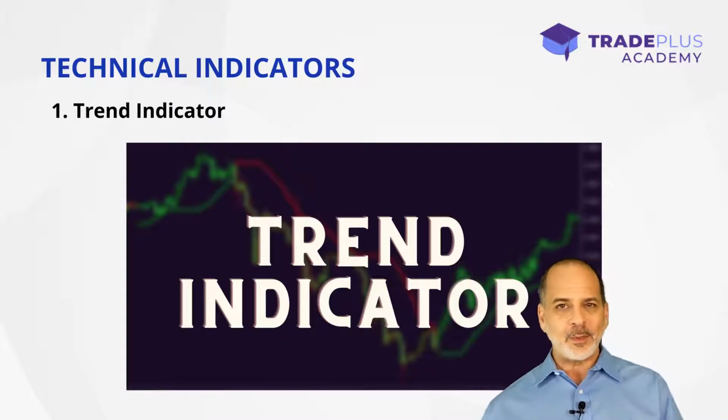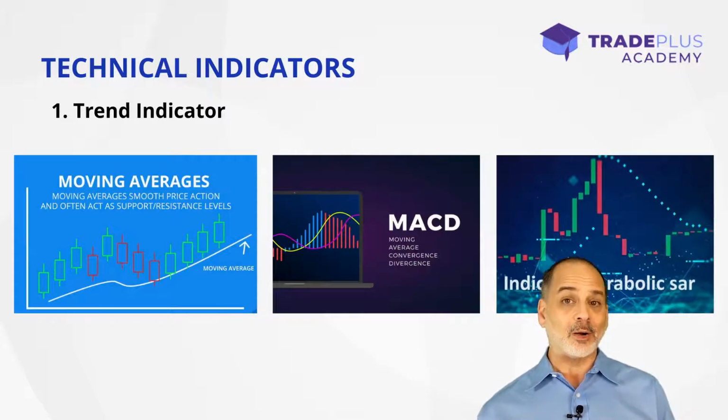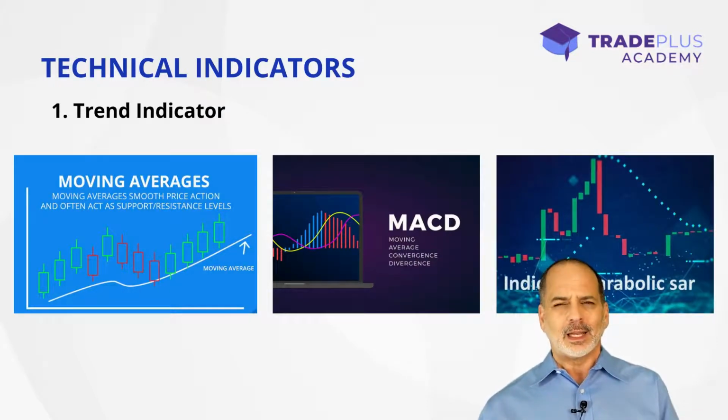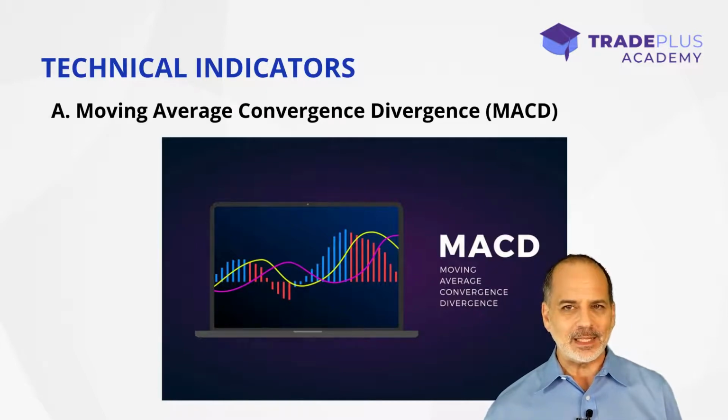There are different types of trend indicators that you might have heard of, such as moving averages, MACD, parabolic SAR. And let's discuss a few of them now. Moving average convergence divergence, MACD. Although we've discussed MACD in a previous section, we're going to discuss this topic a little bit more in detail now. So what exactly is MACD?